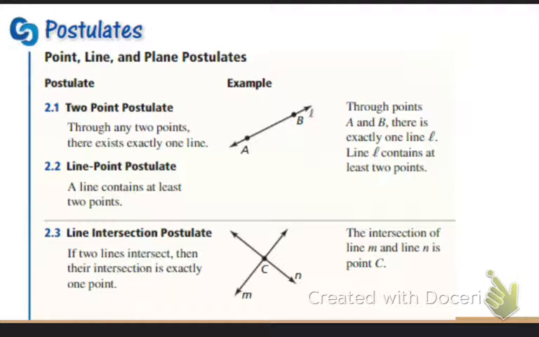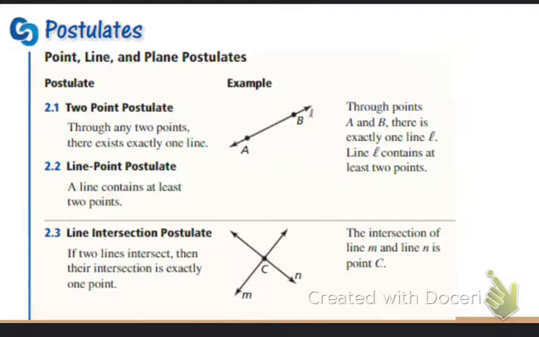So the example says through points A and B, there's exactly one line, L. And line L contains at least 2 points. So it says the reverse. Questions on that? Make sense? See how much you've already learned?